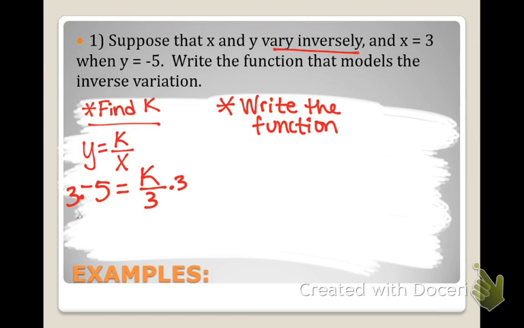Yes, the second one is the same thing. However, in order to write our function, we have to use the y equals k over x. So that's why I said I like to only have to remember one equation instead of 2. But if you like to use that second one for this first part, that's fine, as long as you know to use the other equation for the second part. I just like to use the same equation the whole time. Personal preference. Either way, we get the same k. What is it? Negative 15.